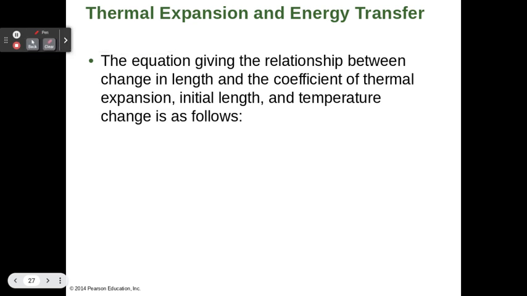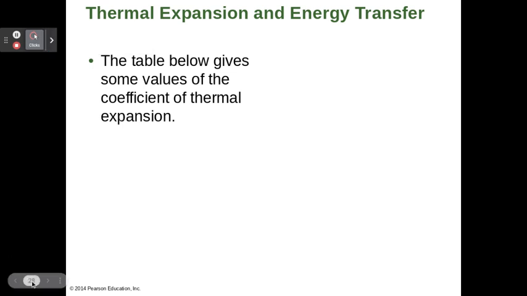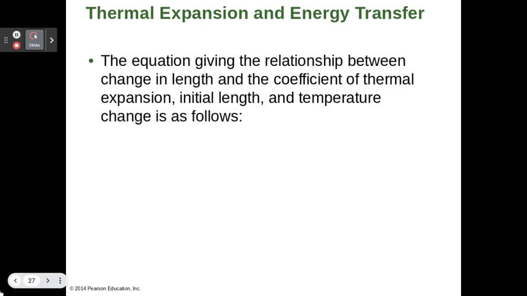So the equation giving the relationship between the change in length and the coefficient of thermal expansion, initial length, and temperature change was going to look like this. Oops. Okay, well, that's odd. Okay. All right, well, let me write it in. There, it's not in there.